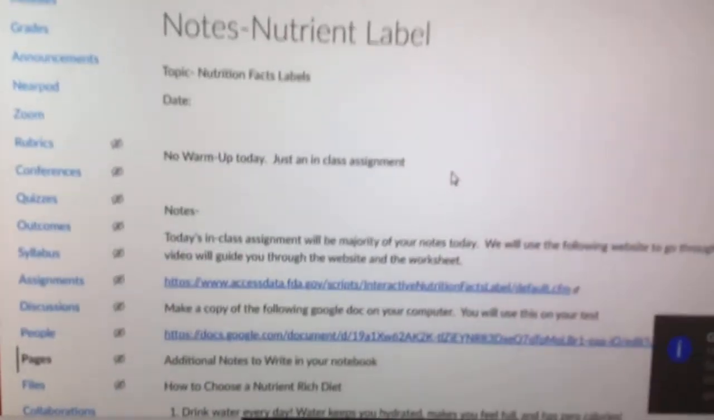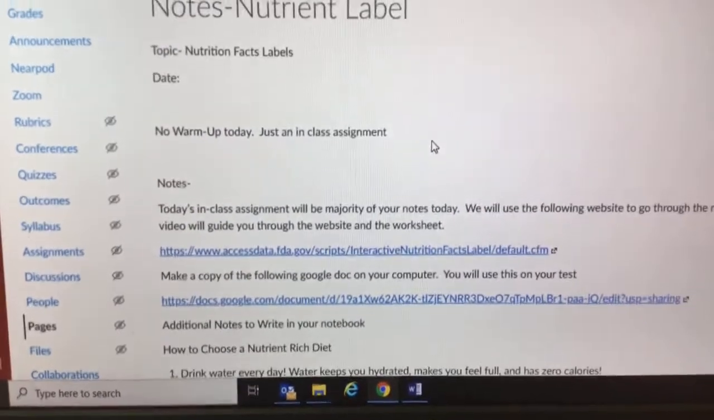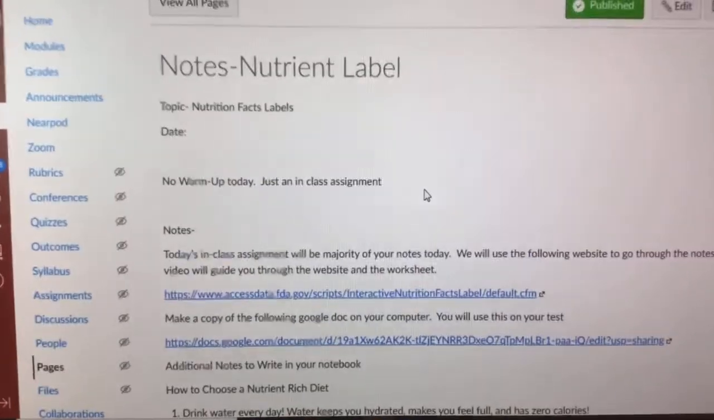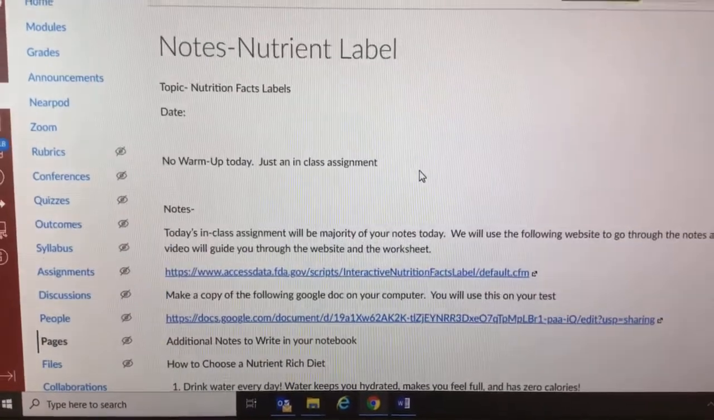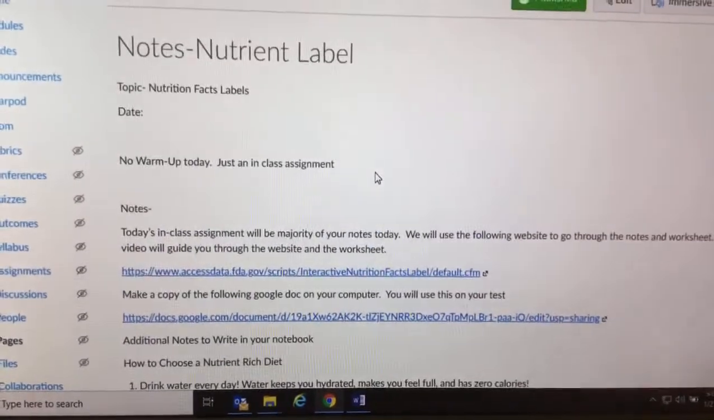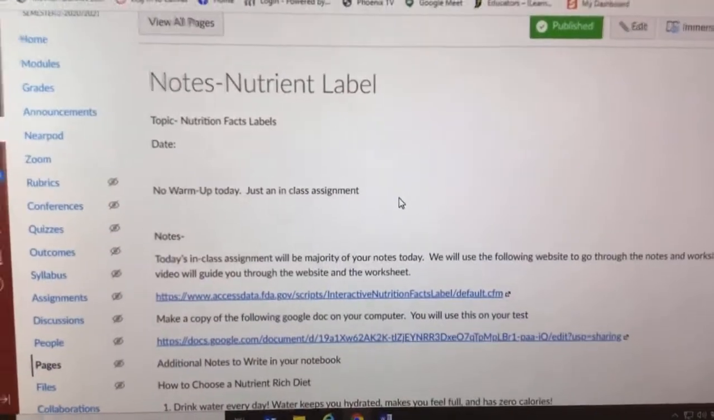Okay, so we are going to jump right in, and no warm up today. We're just going to go right to our in-class assignment. So on our Canvas page, and I'm going to be going back and forth between seeing me and me showing you our screen today. So on our screen up here is our notes. So we are talking about the nutrient label. Today's in-class assignment will be the majority of our notes. We will use the following website to go through the notes, and the video will guide you.